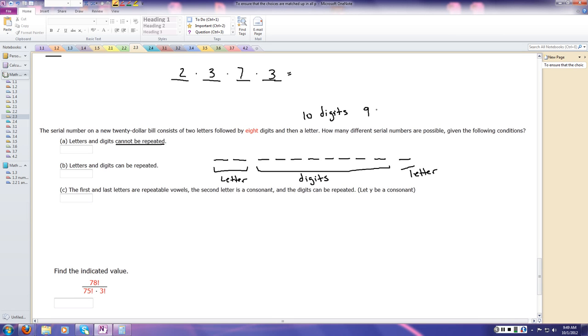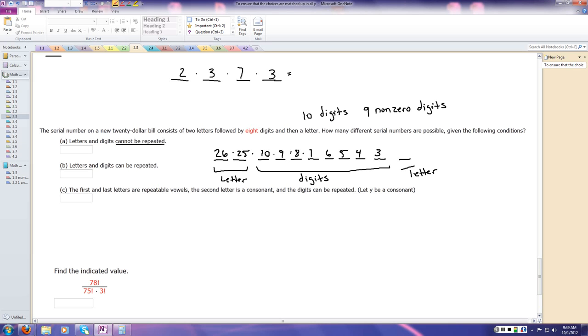9 non-zero digits. Okay, so they cannot be repeated. There's 26 letters in the alphabet, right? If I use a letter, then I only have 25 left. Now digits, I start off with 10, then 9, then 8, then 7, then 6, 5, 4, 3.